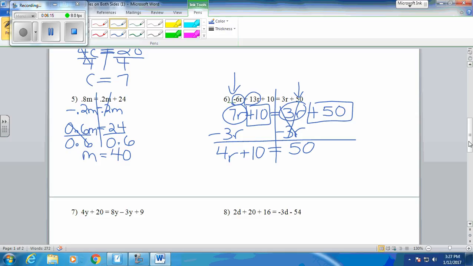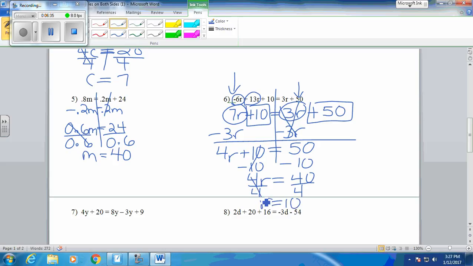The reason I subtract the smaller variable is because I ended up with a positive coefficient on my variable. So now I will just subtract 10 from both sides. This will leave me with 4r equals 40, and I will divide by 4 to get r equals 10.